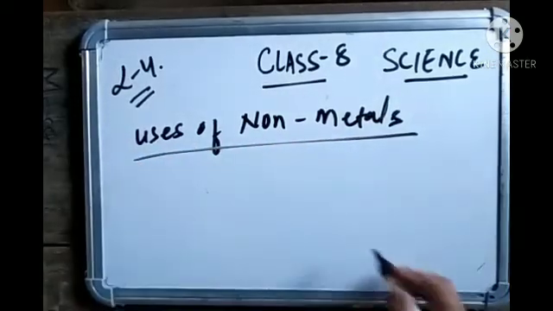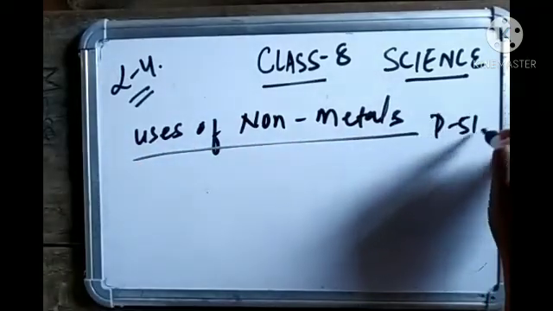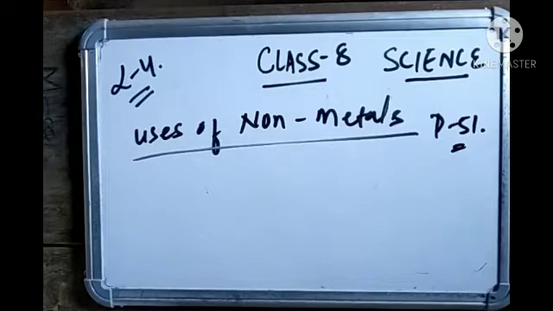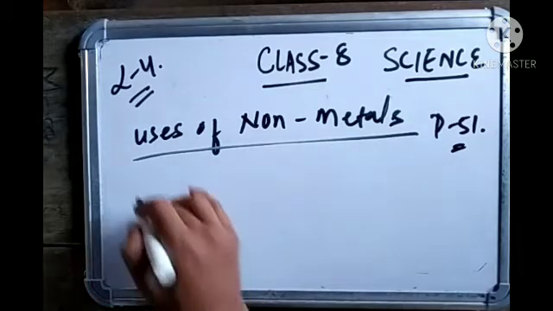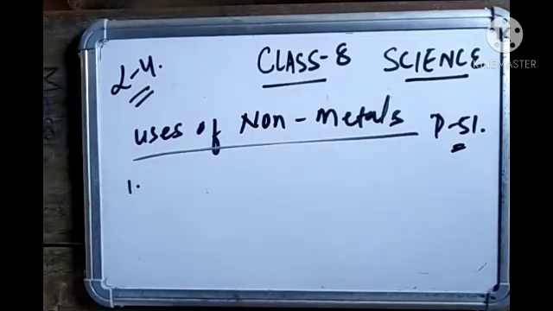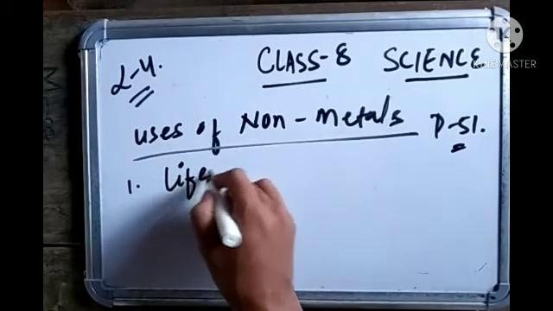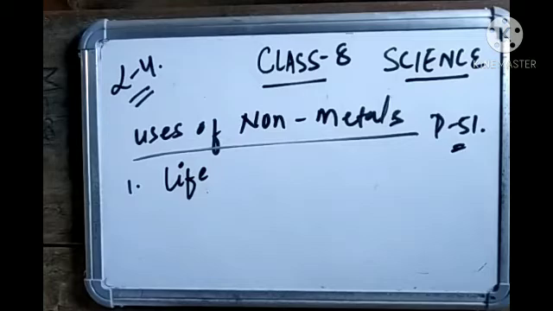So when you look at your textbook at page number 51, some points are given. 1, 2, 3, 4, 5. Five points are given. Number 1 point is non-metal is essential for our life, which all living beings inhale during breathing.